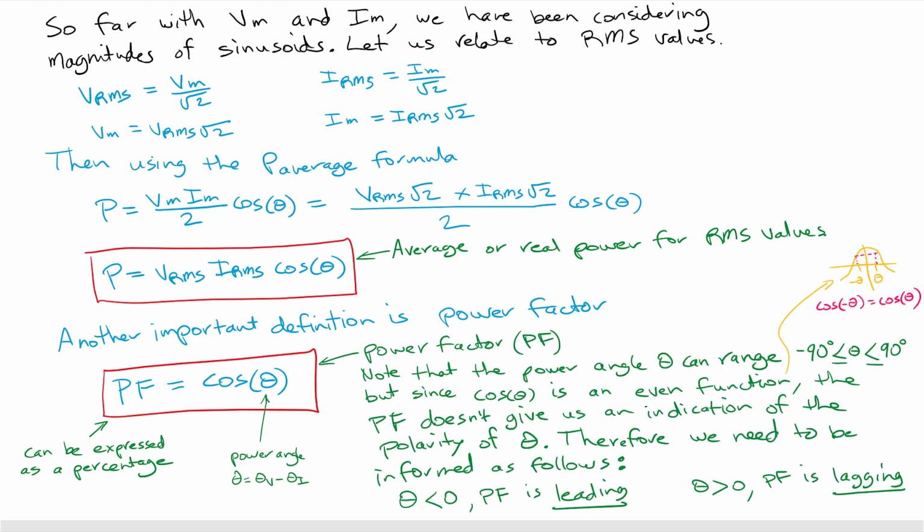So the power angle ranges from minus 90 to plus 90, and something interesting is that because cos theta is an even function, the power factor doesn't give us an indication of the polarity of theta itself. So we don't know whether this theta is representing an inductive load or a capacitive load. So we need to know one more piece of information when we're given power factor. We need to know whether it is leading or lagging.